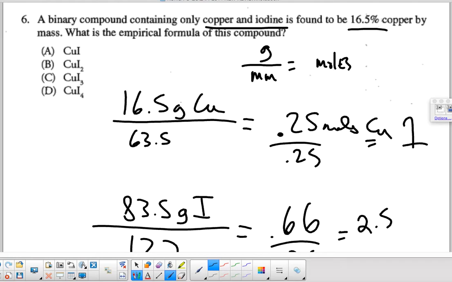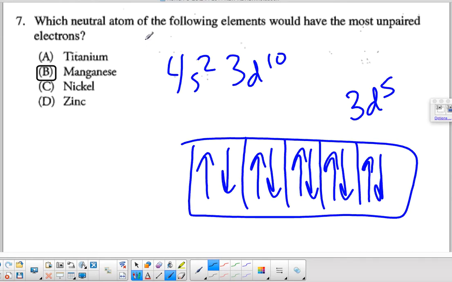Number 6 I'll do in class tomorrow. We'll skip that. Which neutral atom of the following elements would have the most unpaired electrons? Remember, when you go to do unpaired electrons, you look at basically the last two subshells. You fill in the last two subshells. So the correct answer is manganese. So why is it manganese?